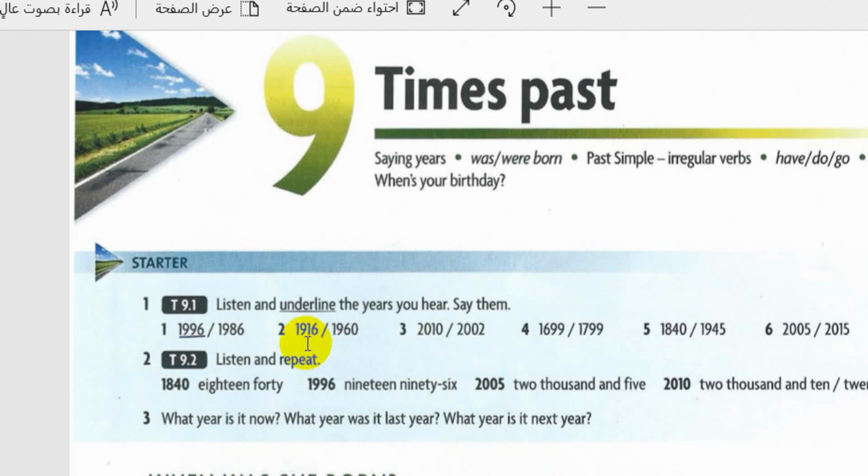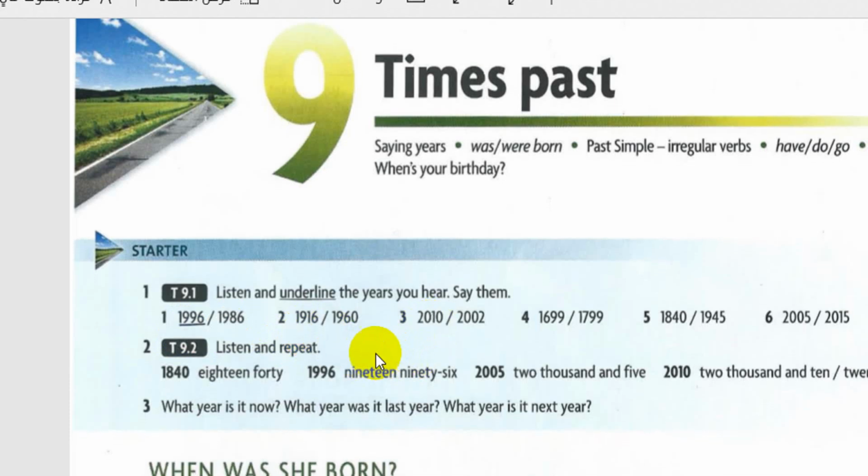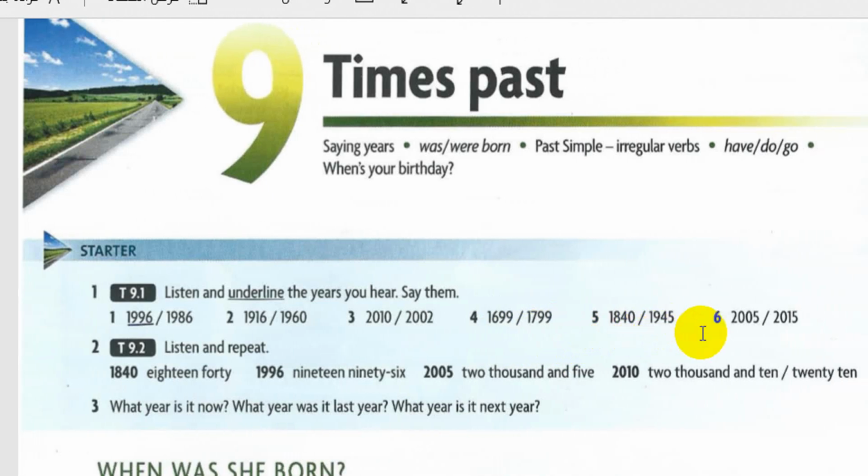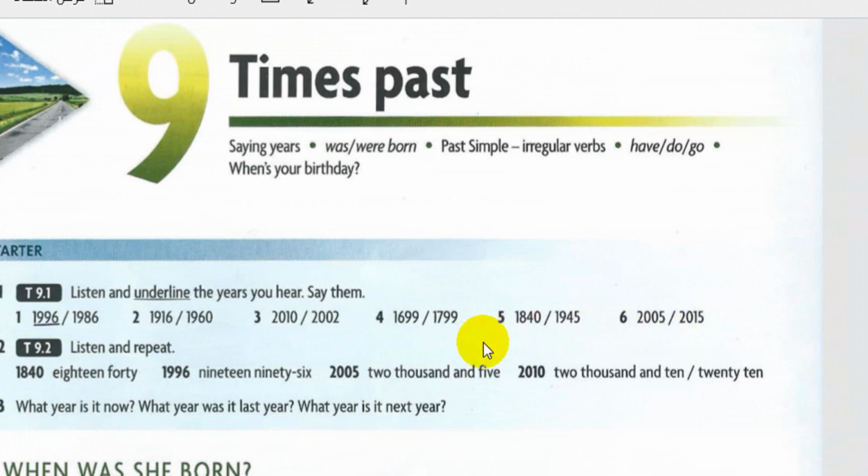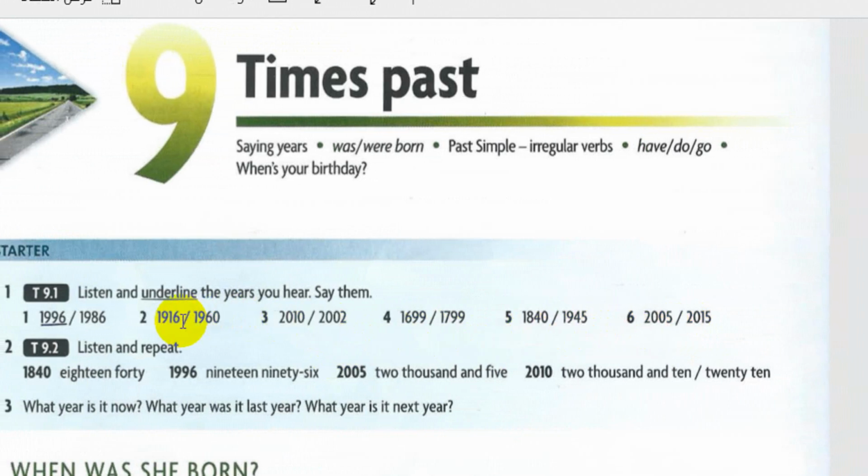1916 or 1916. Here 1960 or 1960. 2010, 2002, 2010, 2002. 1699 or 1699. 1799, 1814, 1945, 2005, 2015.